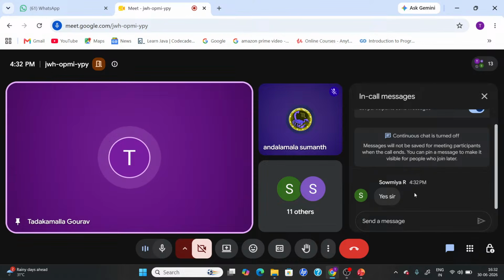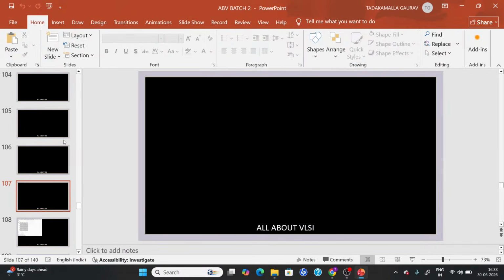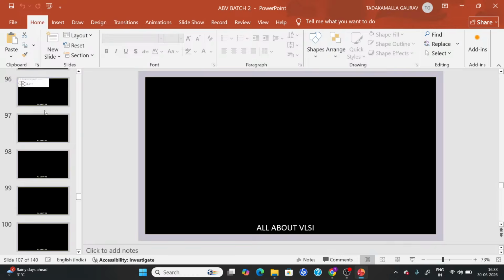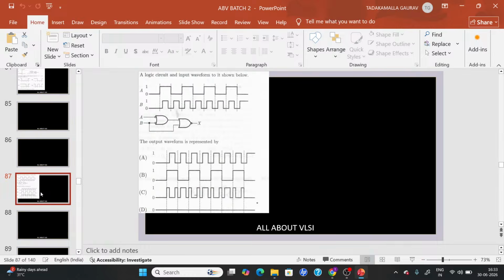Before that, let me give a brief idea about KMAPs. Basically these are used for Boolean algebra solving. And we have something known as SOP and POS. SOP stands for sum of product, and POS stands for product of sum. Any particular expression can be represented in two formats: one is sum of products, and another is product of sum. Let me show you what sum of product and product of sum mean. One second, let me open it.